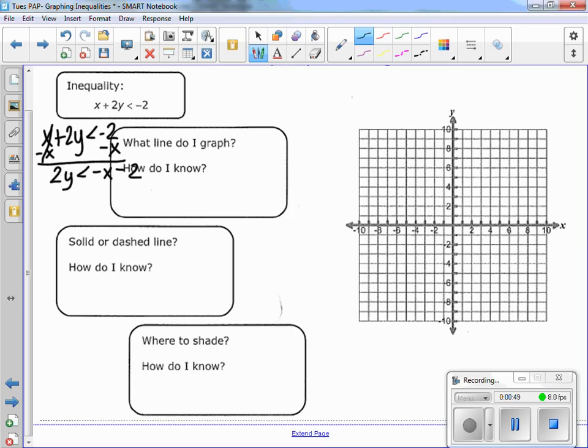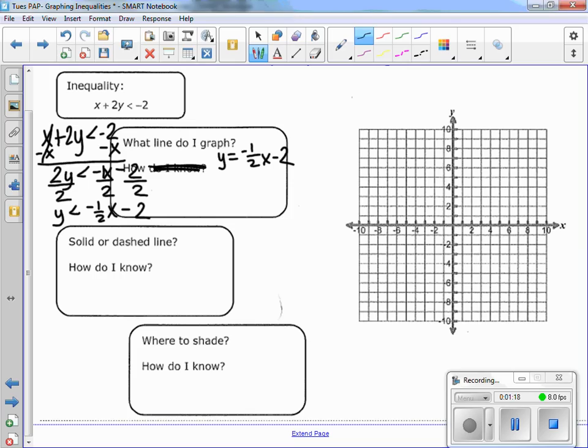How do you undo multiplication? With division. Now please remember, when you divide something by 2, you divide everything by 2. So this is going to be y is less than negative, and that's a 1/2 when it's written like that because that's a 1x. So negative 1/2 x minus 2. So what line do I graph? I'm going to graph y equals negative 1/2 x minus 2.